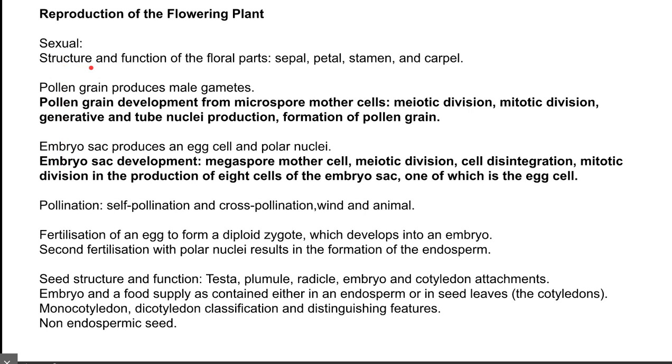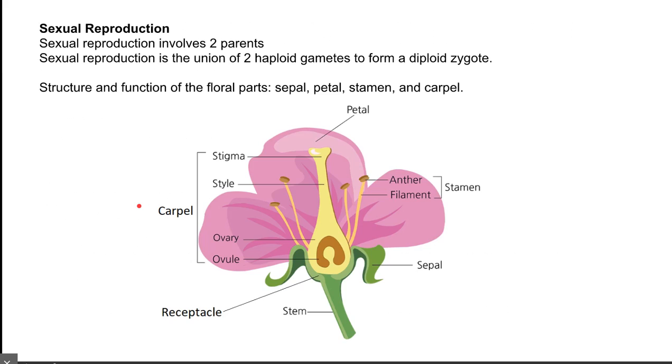We're looking at the structure of the flower, we're looking at how pollen grains are formed and how the embryo sac forms. And we'll do another video for the next section. Okay, this is the first part.